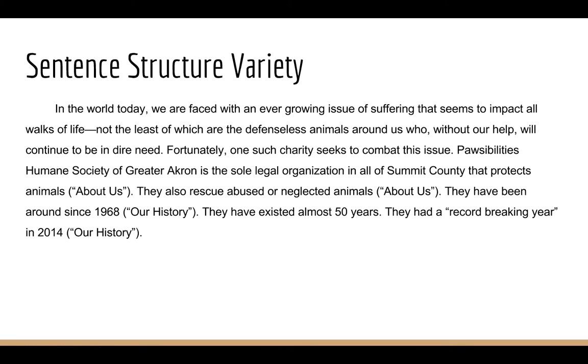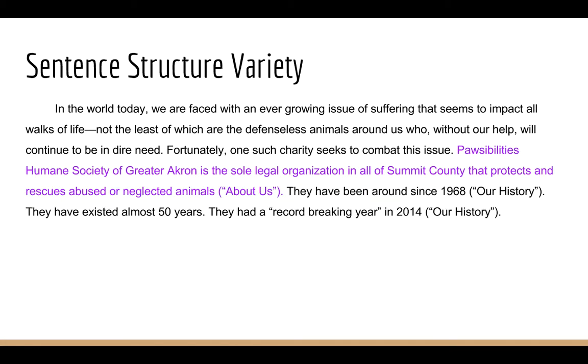Sentence structure variety is also important. As you can see right here, I'm saying that Possibilities Humane Society of Greater Akron is the sole legal organization in all of Summit County that protects animals. They also rescue abused or neglected animals. I can probably tie these two sentences together in a sophisticated way that will help my writing not seem so choppy. For example, I can change it to this: in all of Summit County that protects and rescues abused or neglected animals.